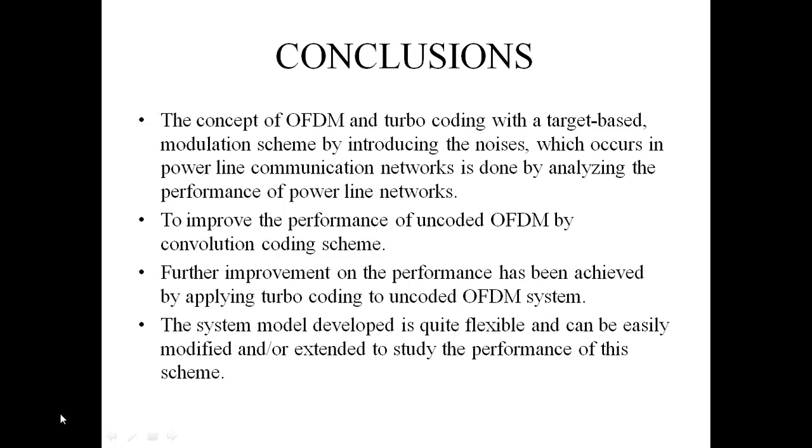OFDM can be used for many applications like high speed data applications when the BER is in the range of 10 to the minus 2 and 10 to the minus 4. The combination of good spectral efficiency, high data capacity, and its avoidance of interference as a result of multipath effects makes it ideal for high data rate applications, which are the most important factor in present day communication systems. The system model developed is quite flexible and can be easily modified or extended to study the performance of this scheme. Now we'll have a look at the different MATLAB codes that were simulated for this project.